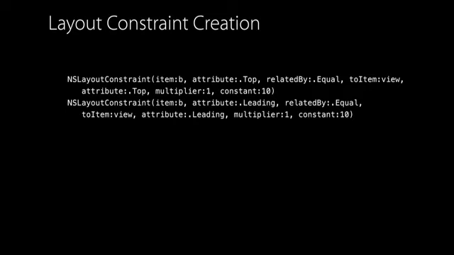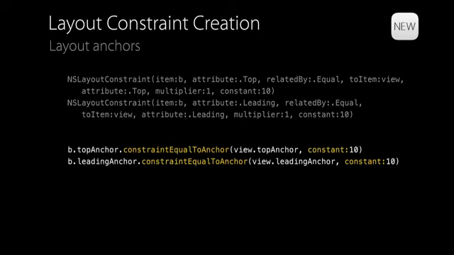What we're really trying to express here is just that we want to position the button 10 points from the top and 10 points from the left. But in order to understand that, you need to read through this code pretty carefully and kind of put the pieces together. So in the new release of OS X and iOS, we're introducing a new, more concise syntax for creating constraints. Here's what it looks like. This syntax works using objects called layout anchors.